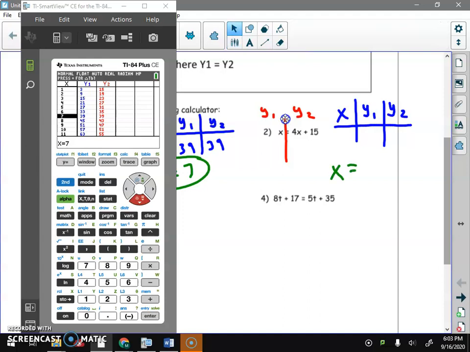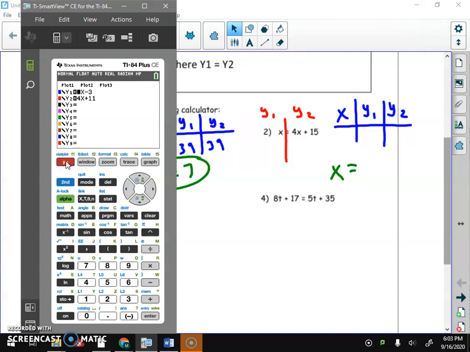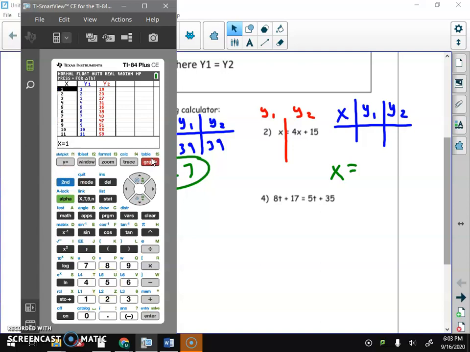What was y1? What's y2? 4x plus 15. There's our 4x plus 15. A little quicker. Let's see if we can find a match.